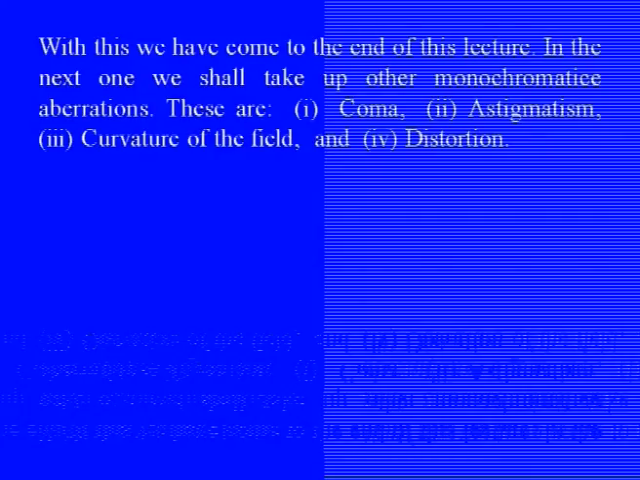We have studied chromatic aberration and spherical aberration. In the next one we shall take up other monochromatic aberrations, and these are astigmatism, curvature of the field and distortion.